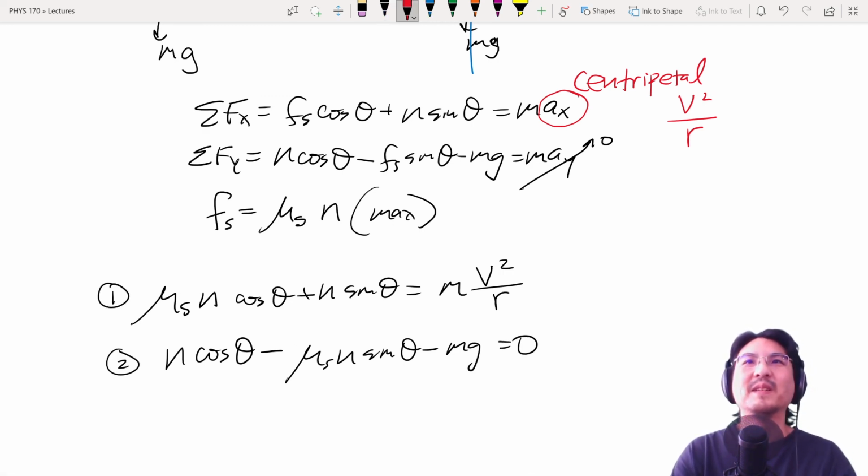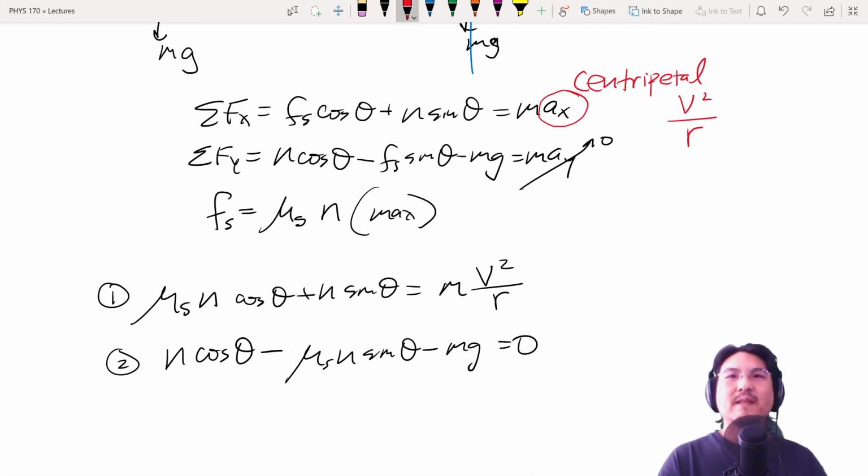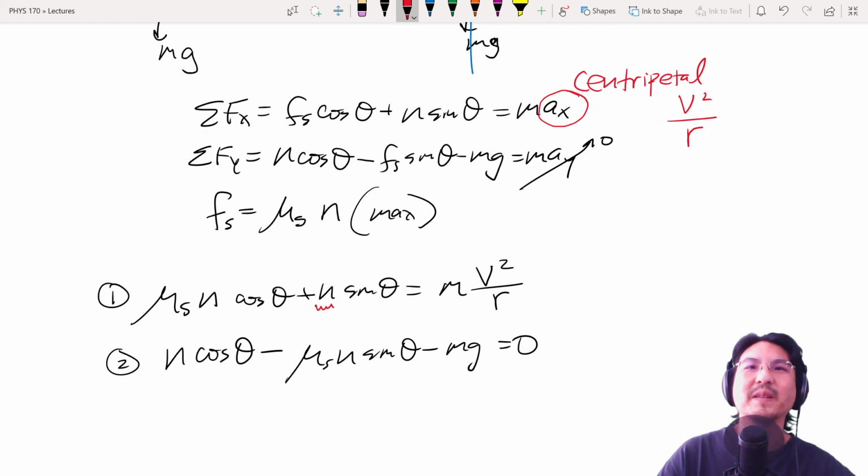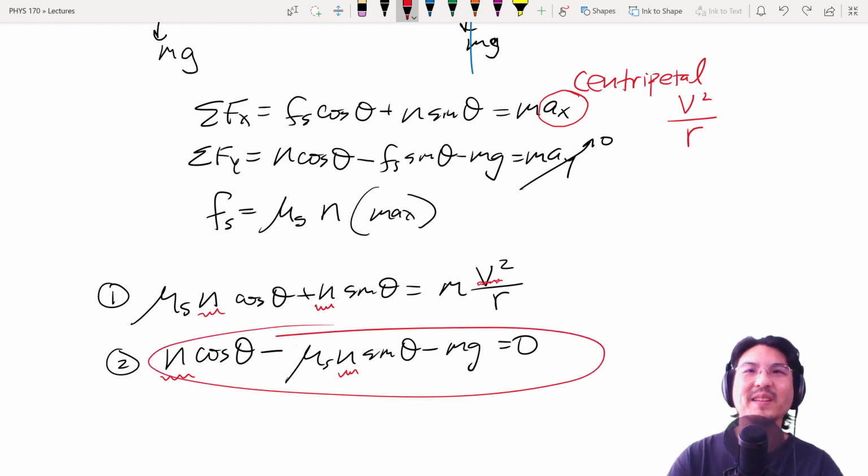Okay, so now we have these two equations. Let's take a look. We don't know n, and let's say you know the coefficient of static friction between the tires and the road, and you know the radius. Then your autonomous system can decide, I need to go no more than this fast, otherwise I'm going to run off the road. So you can solve for the speed. Just solve this for n, and then plug it in here, solve for v.